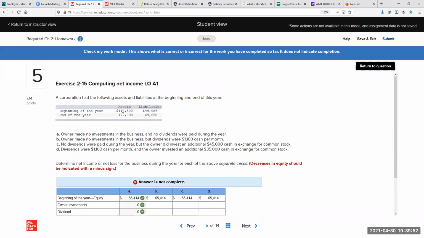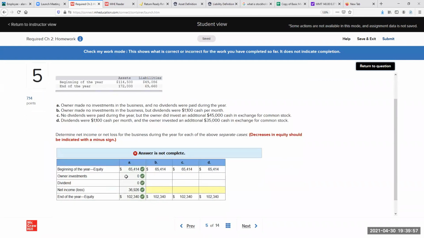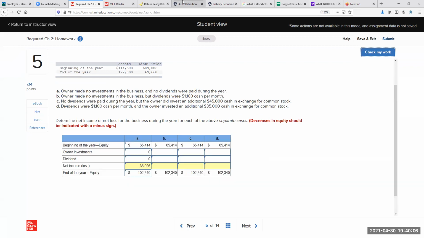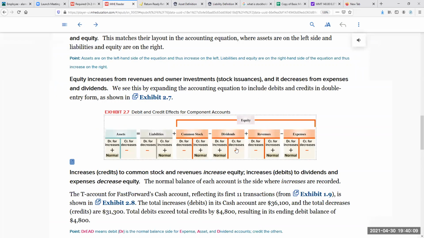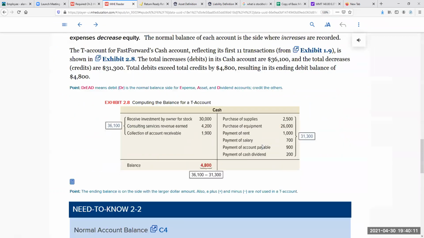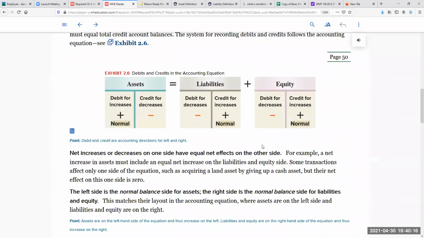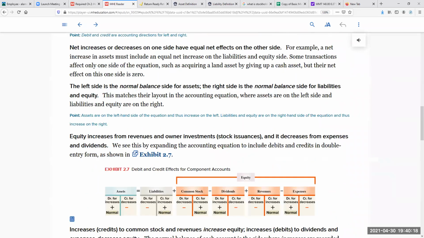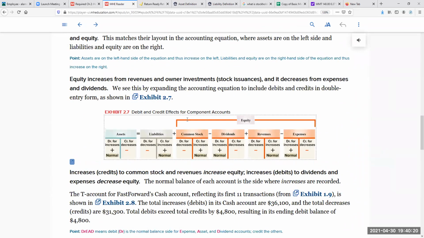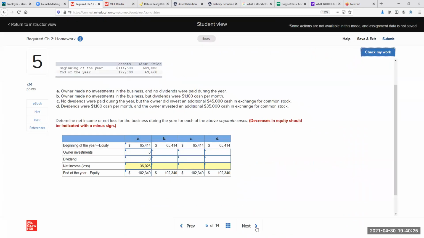So these numbers stay the same. These right here. And you've got to see on the next one, no investments, but dividends are paid of 1,100. So that's a minus. Dividends are a minus. Okay. Dividends make equity go down. Remember? Over here. Look over here. And this is in your book. A page in your text. Page 50. I'm on page 50 there. And this is what you need to eventually memorize or remember.